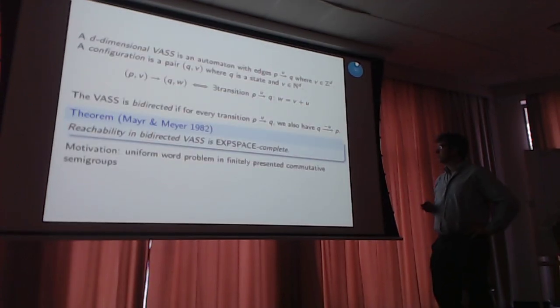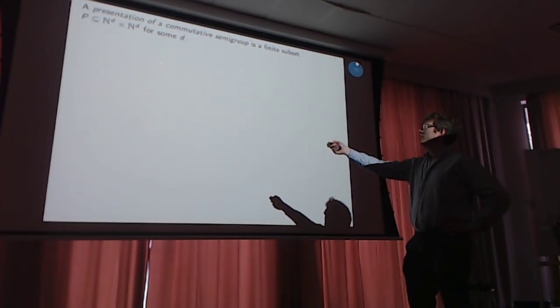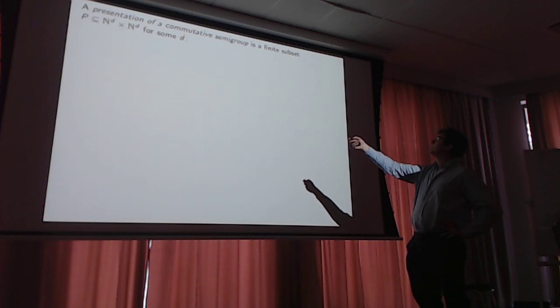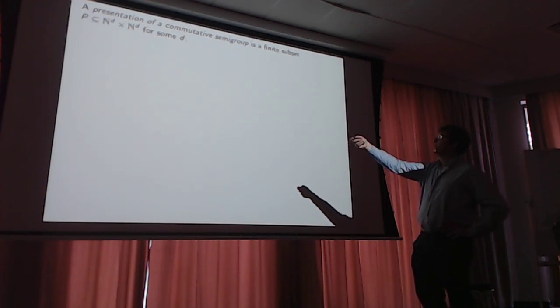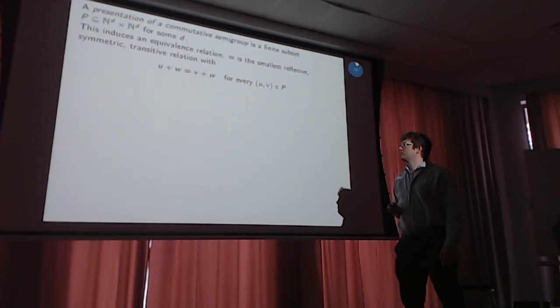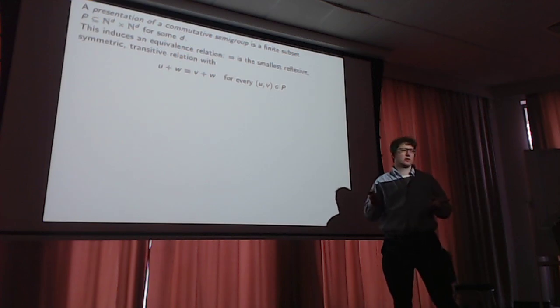So let's first describe the connection between the two. This is super simple. A presentation of a commutative semigroup is just a finite set of pairs of vectors. You could also say it's not finite, but let's restrict to finite sets. And this induces a congruence relation, which is the smallest congruence relation that contains this finite set.